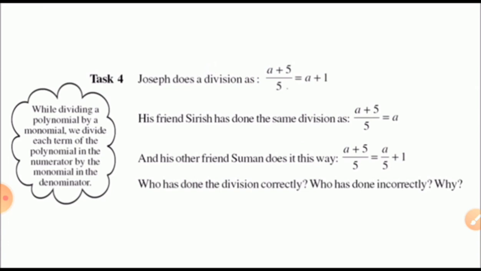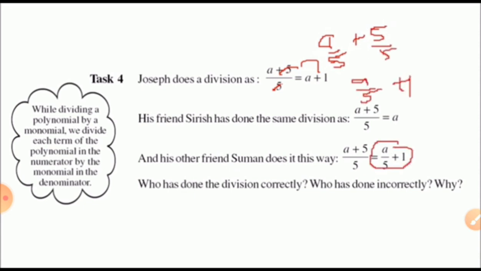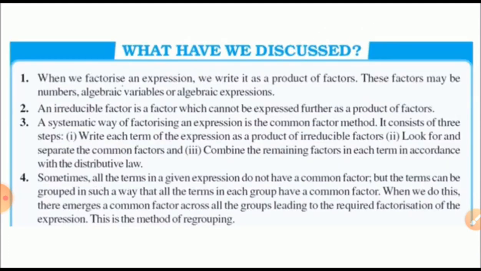Task 4. Joseph does a division: a plus 5 upon 5 will give you a plus 1. Sorry. Whenever two terms are given on the numerator side, it will not cancel directly. Only it is possible for the quotient after the dividend and divisors. Here two terms are there. His friend also did this one. He gave the answer A, but the last one is the correct answer.